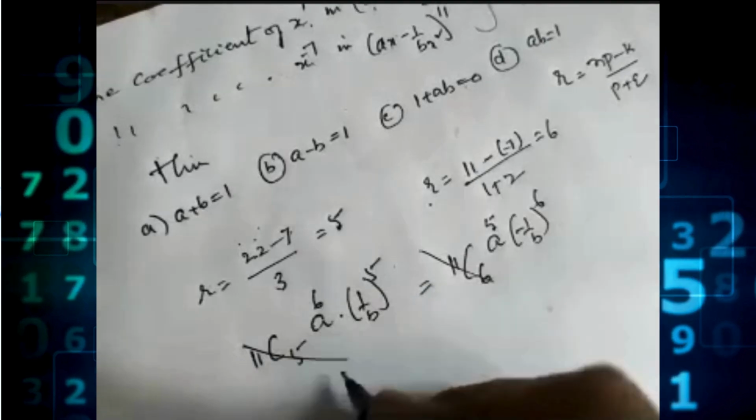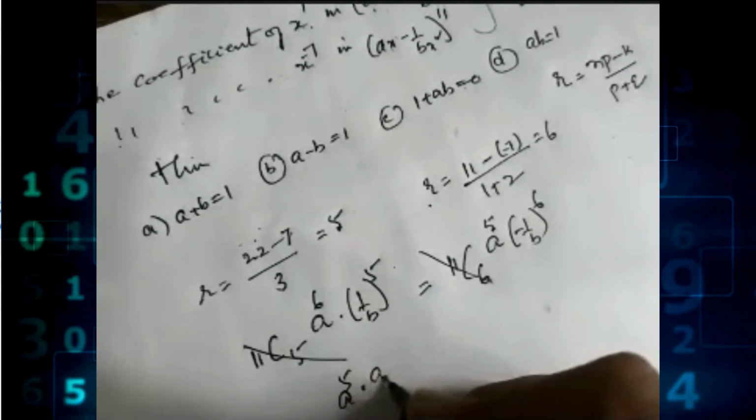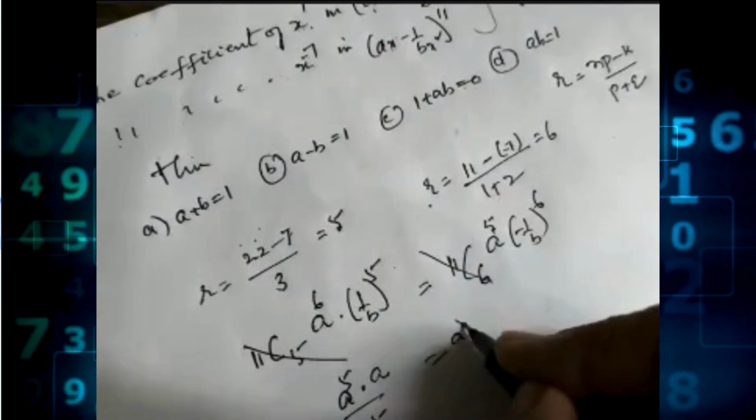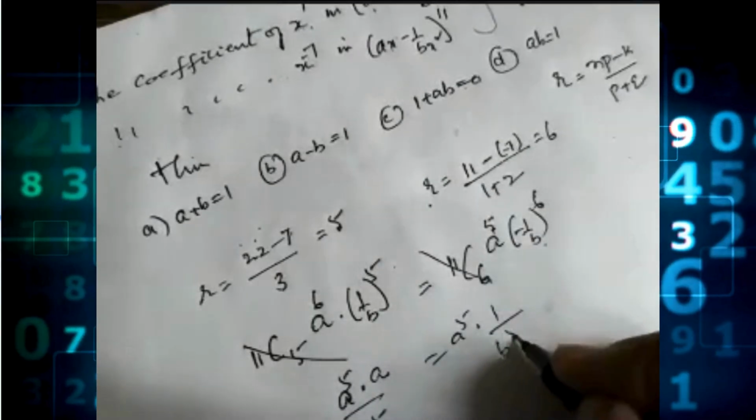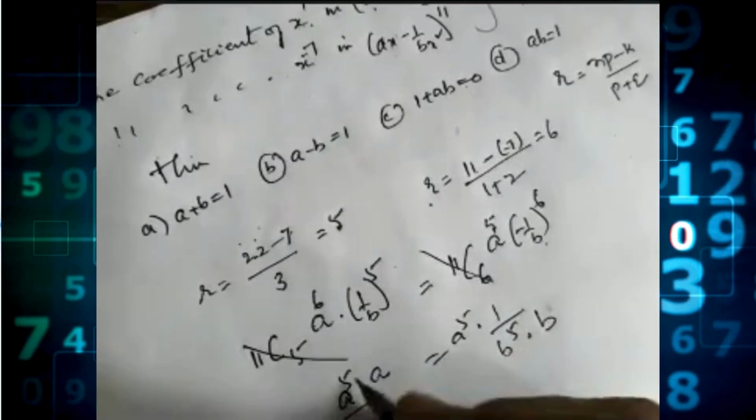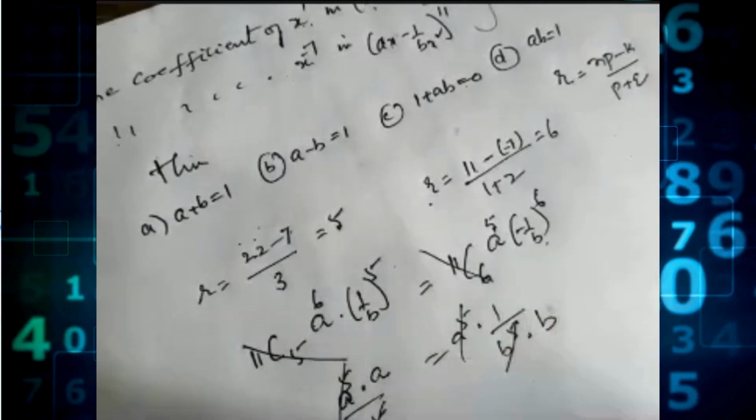Okay. This is a power 6 by b power 5, you know. So this is a power 5 into a by b power 5. Here, a power 5 into 1 by b power 6 is a power 5 by b power 5 into 1 by b. So a power 5 by b power 5 can easily be cancelled on both sides, leaving you ab is equal to 1, isn't it? Yes. Therefore, what is the right option here? ab is equal to 1. The fourth option is the right option.